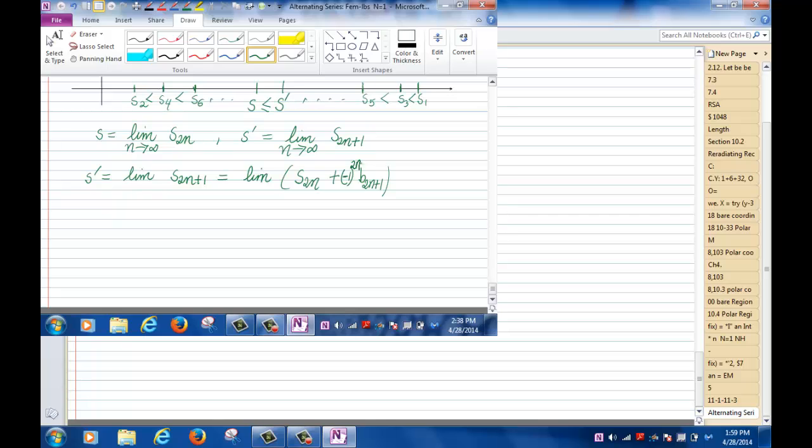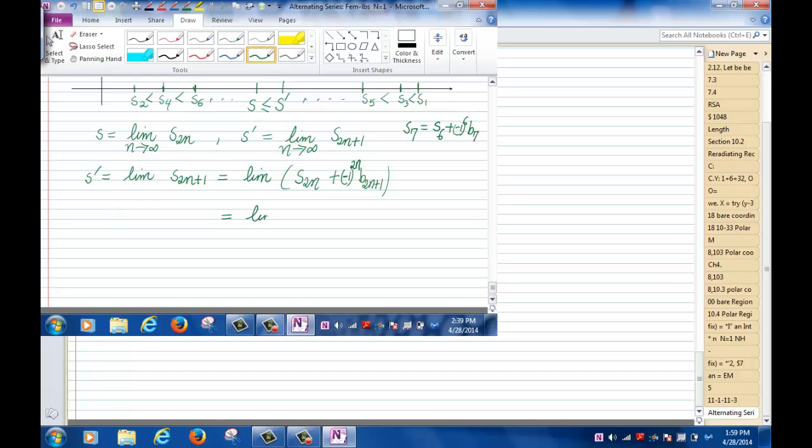Did that make sense? It's like saying, what is S_7? If I ask you what is S_7, what did you say? S_7 is S_6, right, plus the next term. The next term is what? b_7. But what's the sign for b_7? It's negative 1 to the 6 here, right? Everybody's okay? So now I could say that I have to take the limit of that.